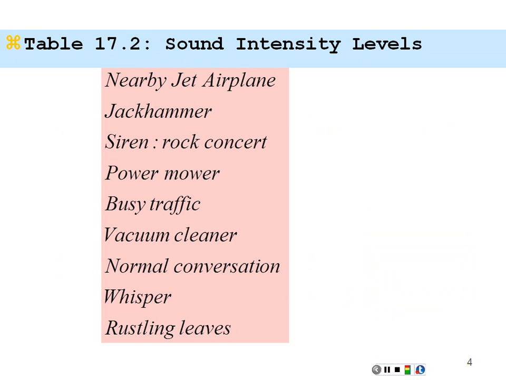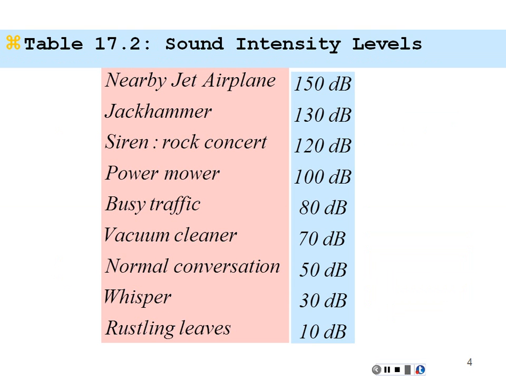Here are some sound intensity levels. Rustling leaves is about 10 decibels. A whisper is about 30 decibels. Normal conversation, 50 decibels. A vacuum cleaner, 70 decibels. Every time you go up 10 decibels on the scale is a factor of 10 in intensity. Busy traffic is about 80 decibels. Power mower, 100 decibels. So a power mower is 10 times 10, or 100 times, more intense than busy traffic.